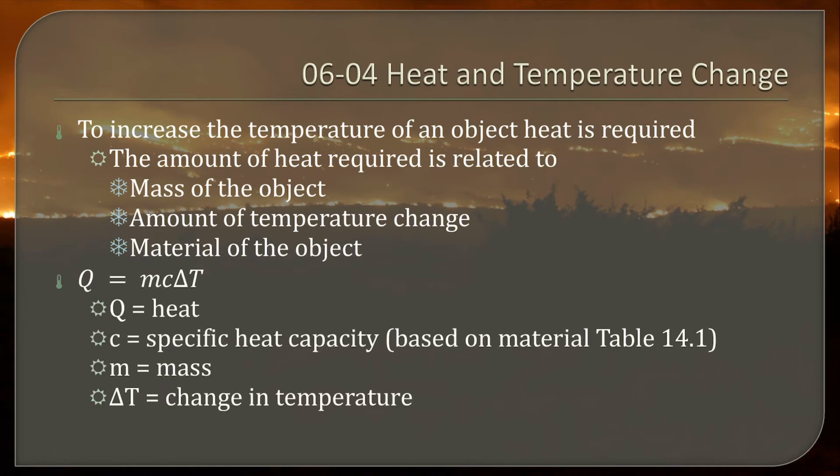We put that together, we end up with the formula Q. Q is the heat, so the heat equals M, mass. C is the specific heat capacity, so that's the material. So we have our mass, our material, and our change in temperature. So the heat equals MC delta T.